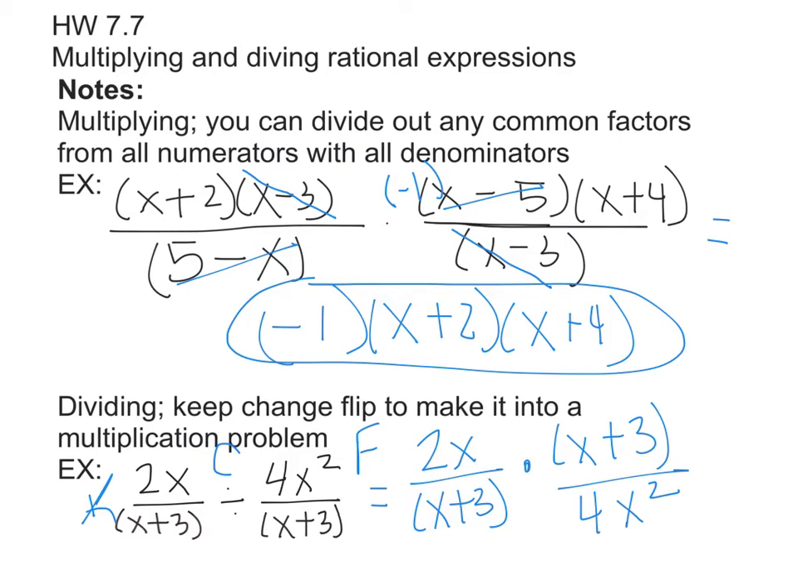Again, just like multiplication, anything from any numerator can be divided out with any denominator. So I see the x plus 3's are common factors, so I can divide those out and they just become 1. And then the 2 and the 4 reduce to 1 over 2. And then the x and the x squared leave me with just an x on the bottom. So when all said and done, this simplifies to 1 over 2x. And that is my final answer.